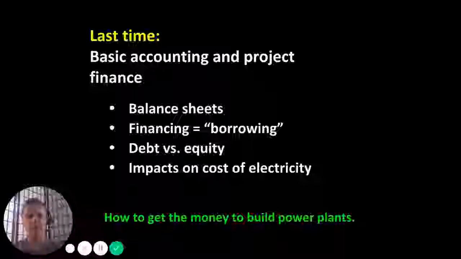And we also talked about how financing costs can impact the cost of electricity for consumers, especially if a firm was judged by a credit rating agency to have higher financial risk, indicating a lower probability of paying back the money it borrowed on time. It would have a higher interest rate associated with the money it borrows, and that ultimately means a higher cost for the power plant and higher electricity prices for consumers. So all in all, what that lecture was meant to describe was the general mechanisms for how utilities might get the money to build power plants.